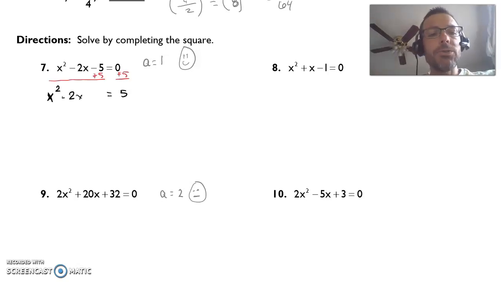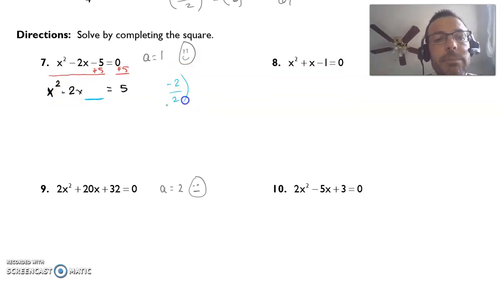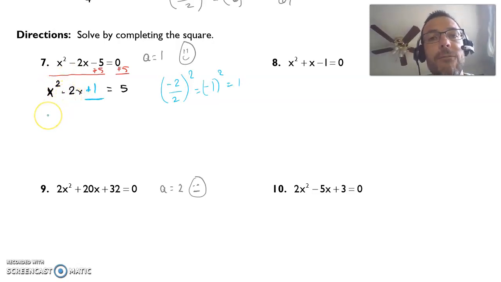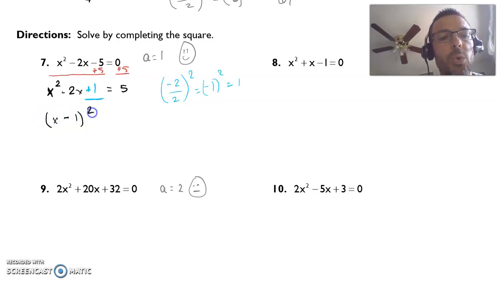Now, what I really want to do, because that could not be factored, x squared minus 2x minus 5, is I actually want to move the minus 5 to the other side, and I'm going to complete the square with my x squared minus 2x. That means I'm going to identify what I could put here that would make this a perfect square trinomial. So my b is negative 2, I take my negative 2, I divide by 2 and I square it. Okay, so that's a negative 1 squared. Negative 1 squared equals a positive 1. So that means if I make this a plus 1, this is now a perfect square trinomial. I can factor that into x minus 1 quantity squared.